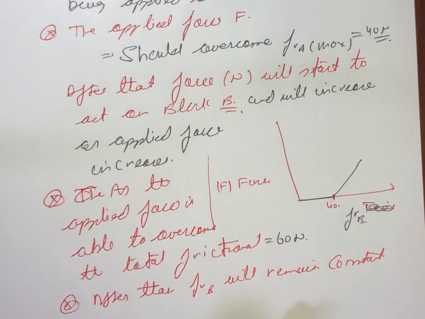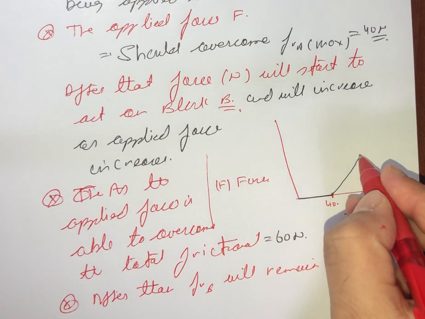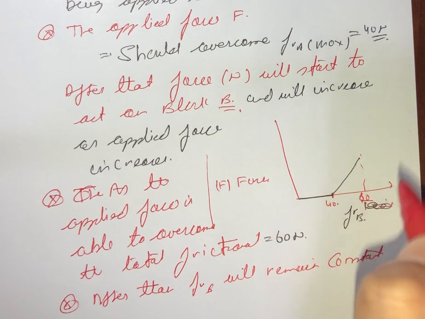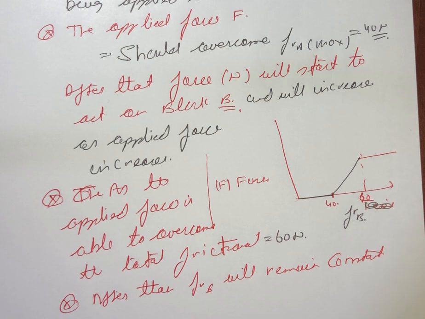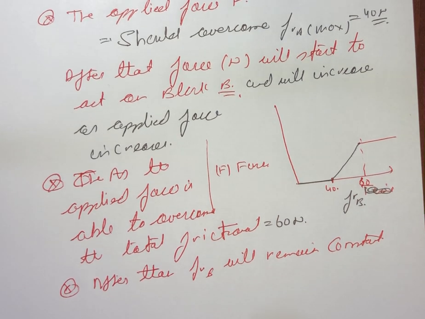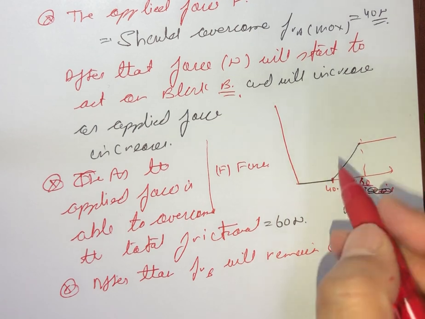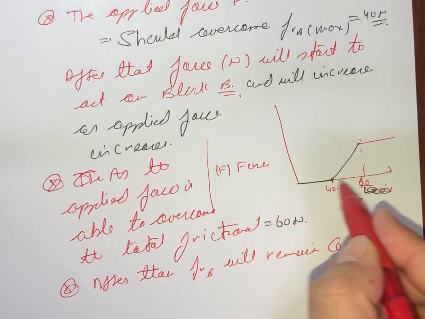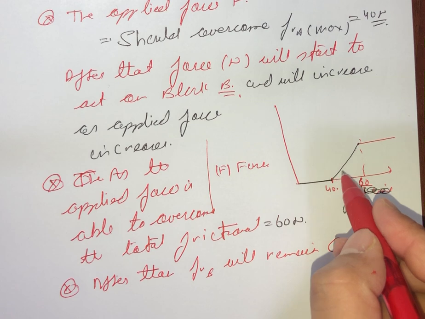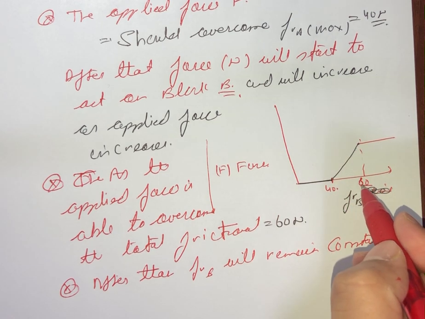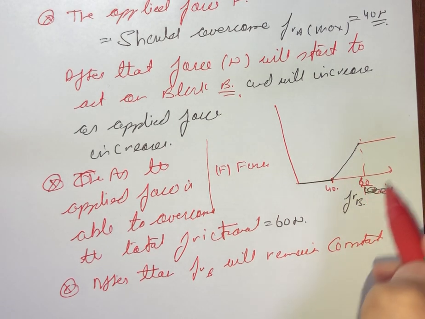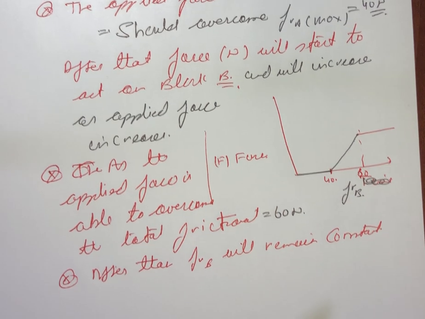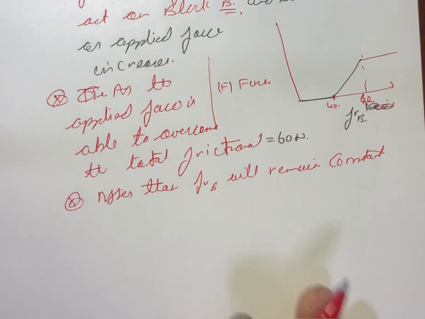So this will increase linearly up till the value of 60 Newton, and then it will be a constant force. This is the basic. So up till 40 there is no interaction between block A and B, and after 40 it will increase linearly up till the value of 60 Newton, and then it will be a constant value of 60 Newton for FRB. So this completes the question. Thank you.